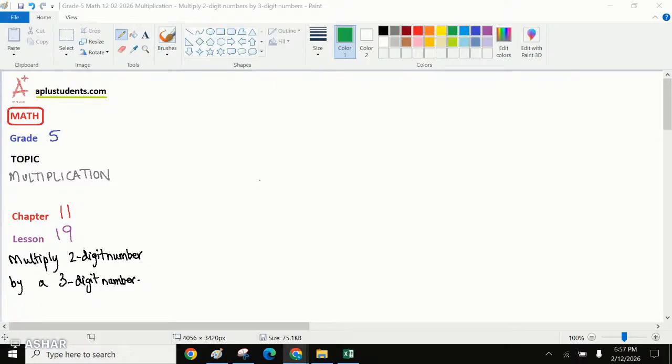Okay, so we know that a two-digit number has ones and it has tens, right? That would be a two-digit number. Let's suppose that a given example would be 23. The ones is 3 and the tens would be 2. There are 3 ones and 2 tens.